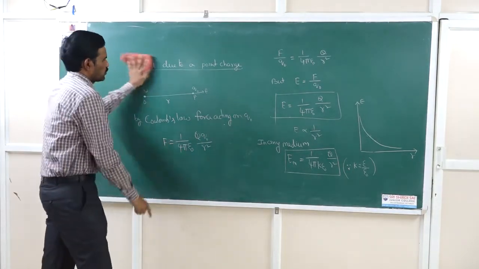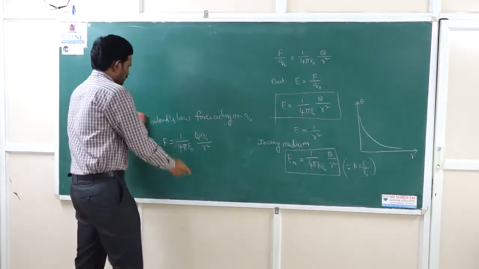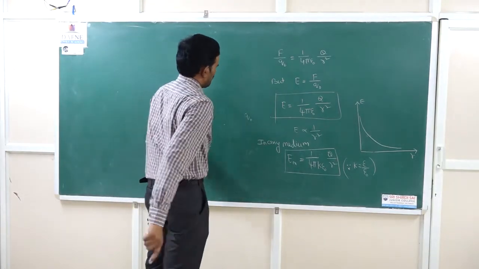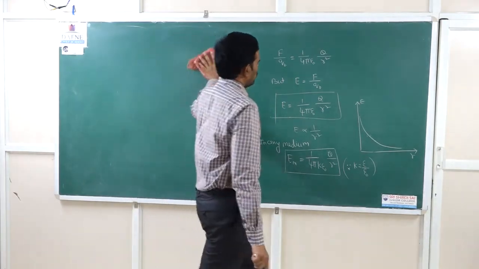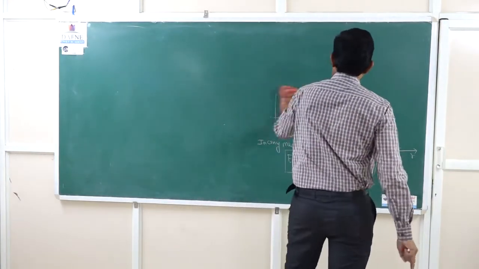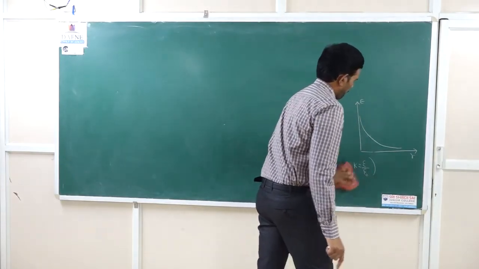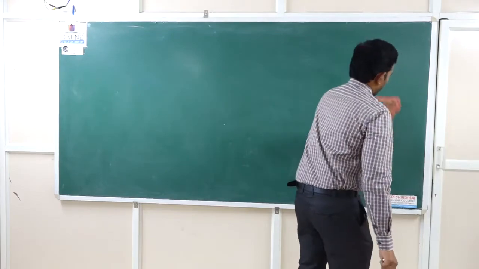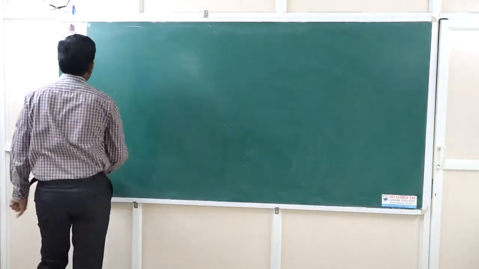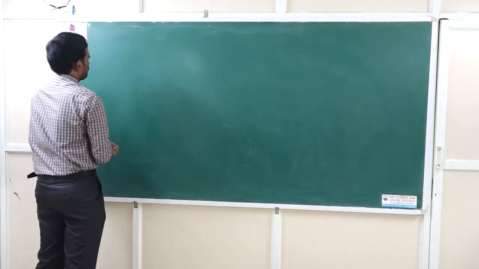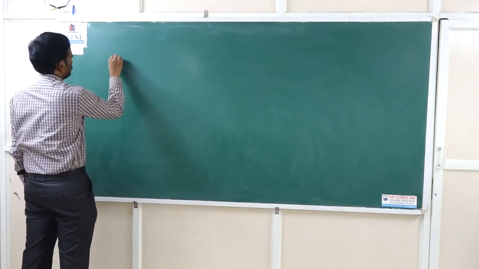So just we are writing Coulomb's law expression, force between them, and from that Coulomb's law we are defining it as F by Q naught. So that F by Q naught gives us field strength. So next here I am going to define this null point.